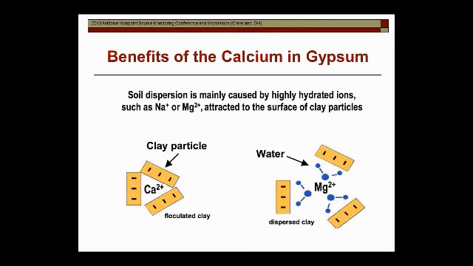Calcium does just the opposite. It's got two charges just like magnesium, but it doesn't have nearly the large hydrated radius, and it tends to bind clay particles together and make these micro aggregates.